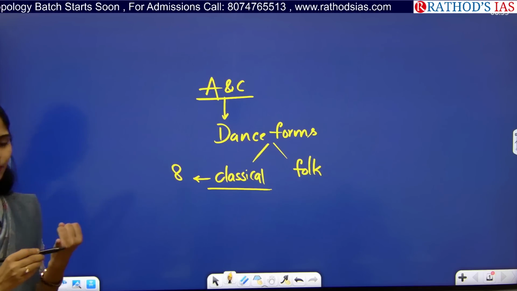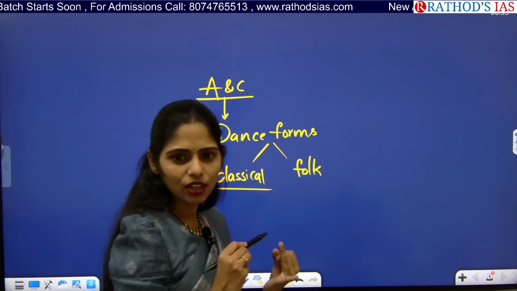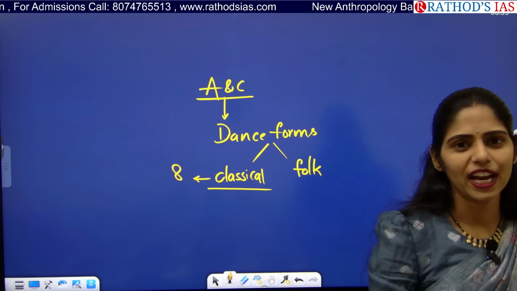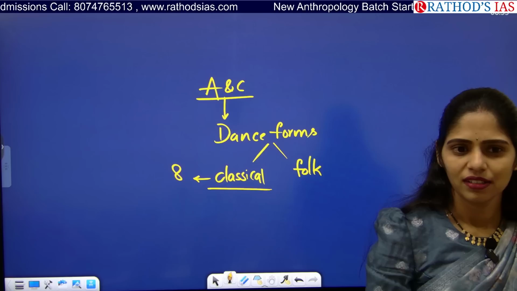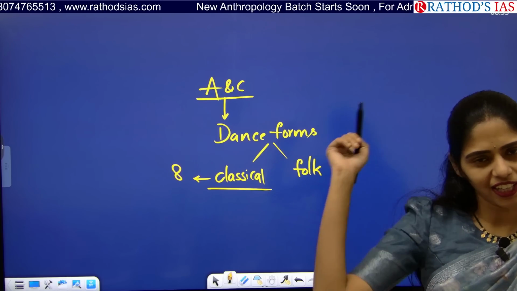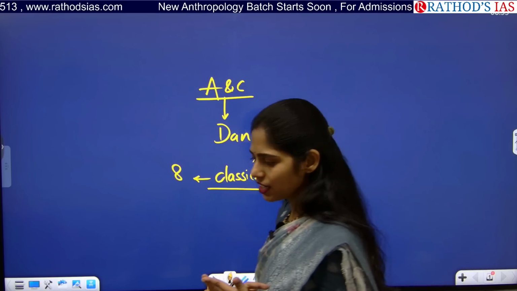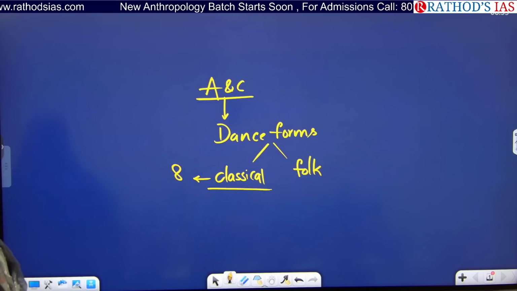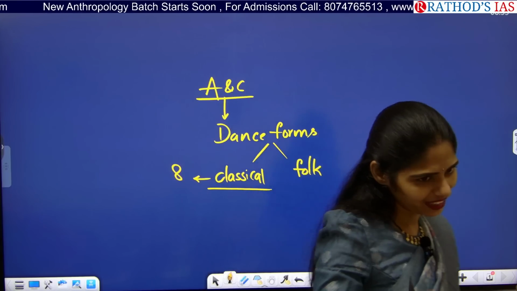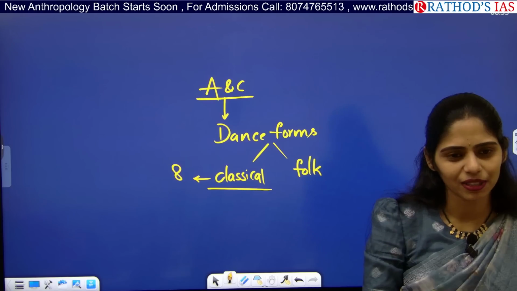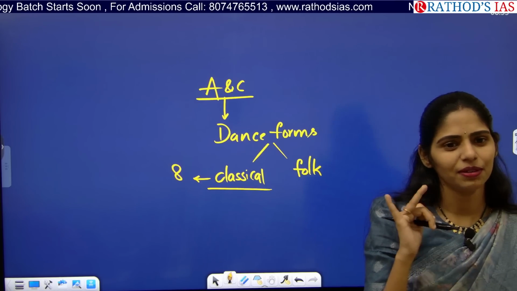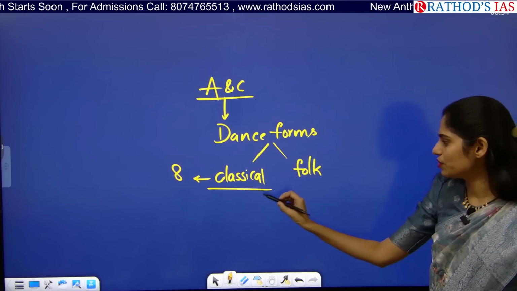For example, Bharatanatyam from which state? Tamil Nadu. Kuchipudi from AP. Next, Mohiniyattam, Kerala. And one more dance from Kerala, Kathakali. Next, Sattriya from Assam, and Kathak. Tell me at least a list of 8 dances: Bharatanatyam, Kuchipudi, Kathak, Kathakali, Mohiniyattam, Odissi, Manipuri and Sattriya. These are the 8 classical dance forms.